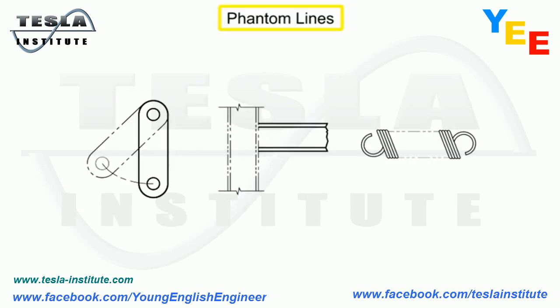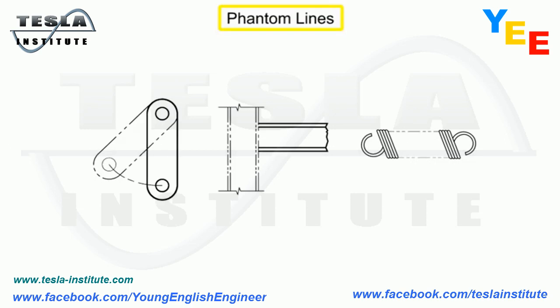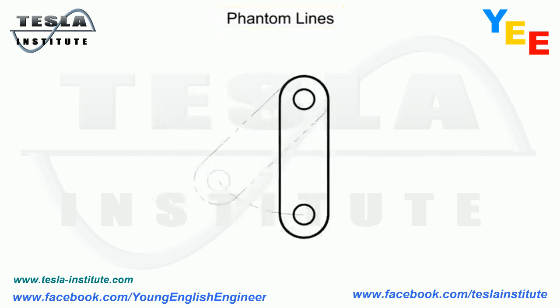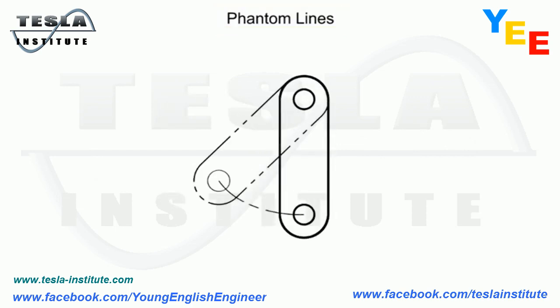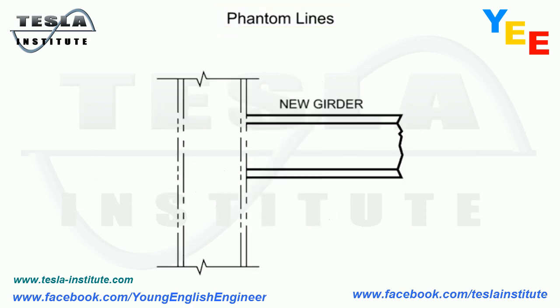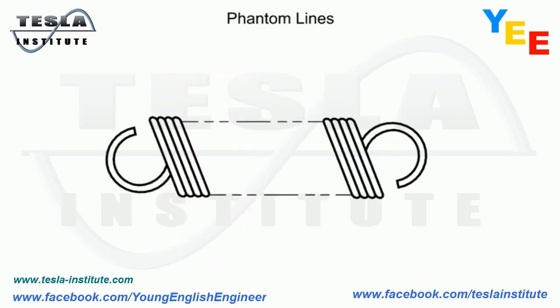Phantom lines are composed of alternating one long and two short dashes, evenly spaced, with a long dash at each end. They are used in three ways. The first is to indicate the alternate position of moving parts. The second way phantom lines are used is to illustrate the position of related parts to better show how the part interfaces with existing or missing parts. Finally, phantom lines are used to show repeated detail.